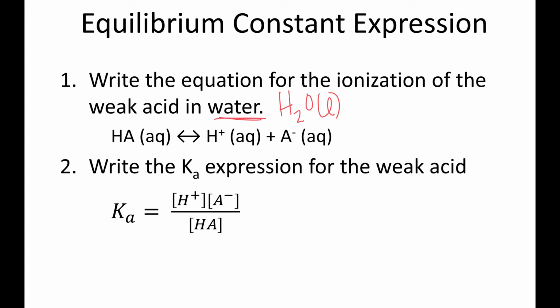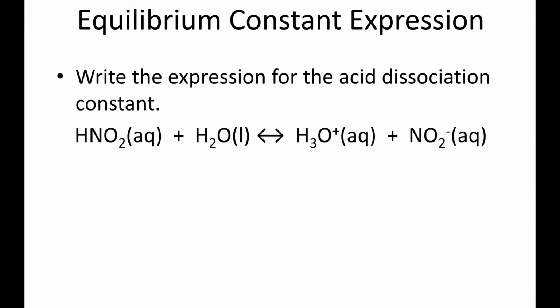I want to do some practice with this. So the directions say for this specific equation that we need to write the expression for the acid dissociation constant. So we're going to write the Ka with the equilibrium expression. But before we do that, I want us to go through and identify in this specific equation, which you should be writing down now, what the acid, the base, the conjugate acid, and the conjugate base are.